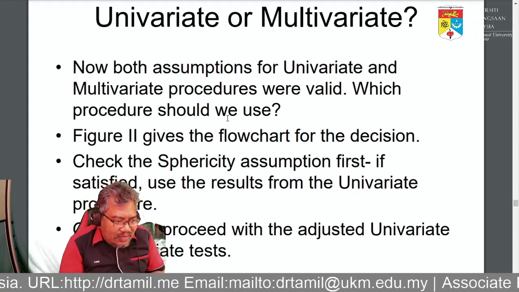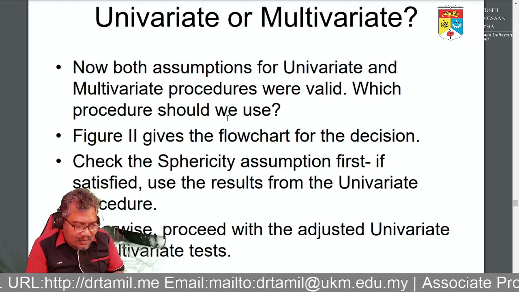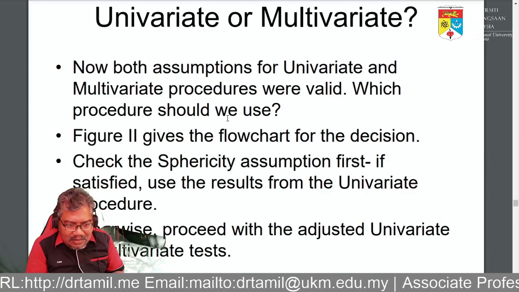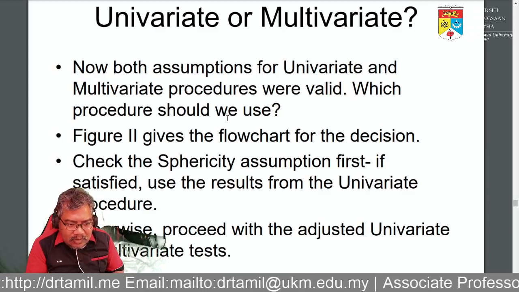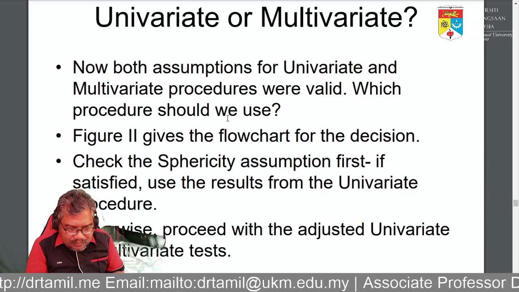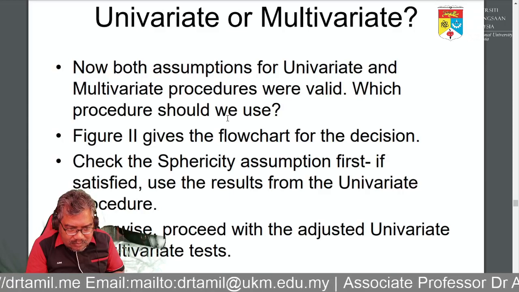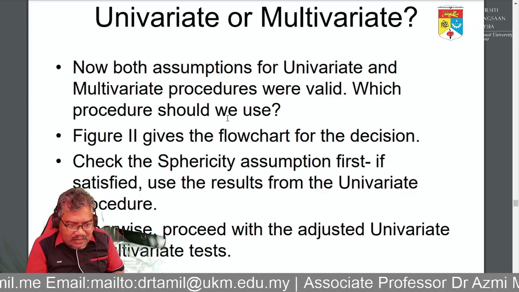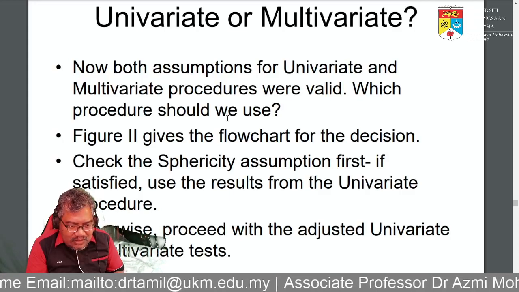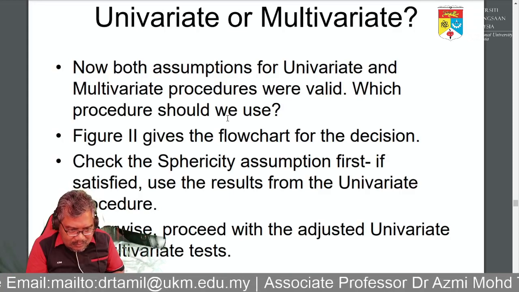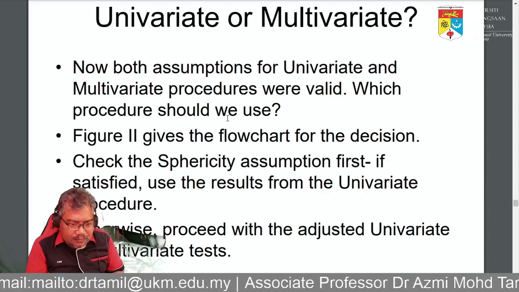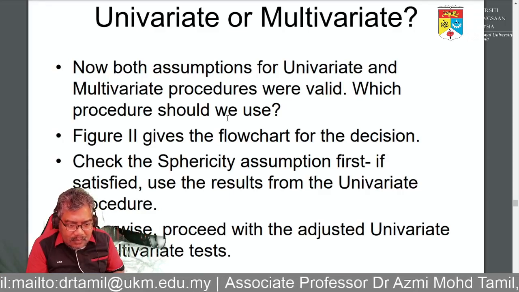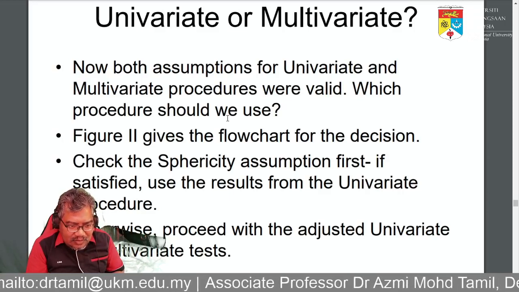So we got two sets of results, and both sets of results are valid. Both the univariate and the multivariate were valid. So which one should you use? Okay, so what is said inside, what does Chan say? We check the sphericity assumption first. If satisfied, use the result from the univariate procedure.